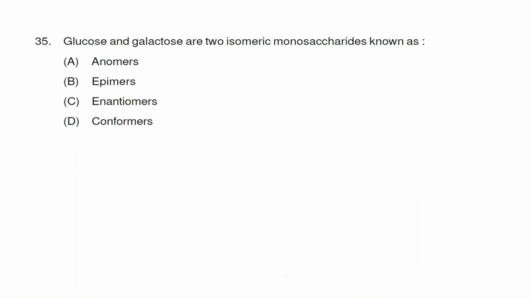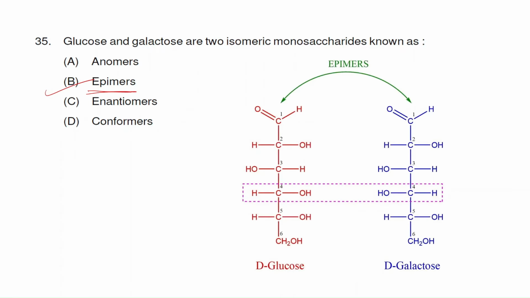Next question. Glucose and galactose are two isomeric monosaccharides known as what? The answer for this will be epimers. What are epimers again? Epimers are those saccharides which differ in one carbon atom. Isomers have the same molecular formula but different structural formula.